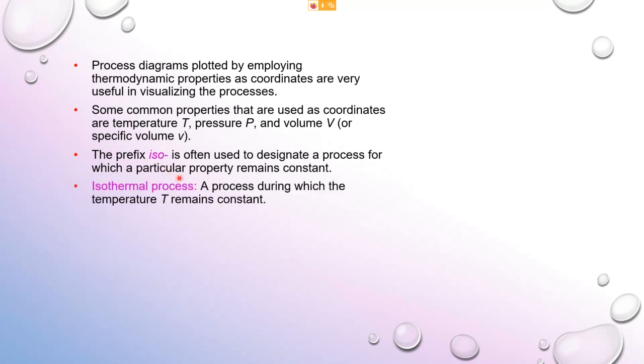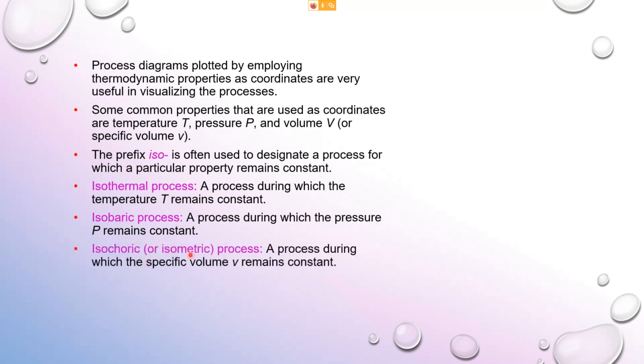So isothermal actually refers to constant temperature. Isobaric is constant pressure. Isochoric or isometric, usually we just use the words constant volume. So that represents constant volume.